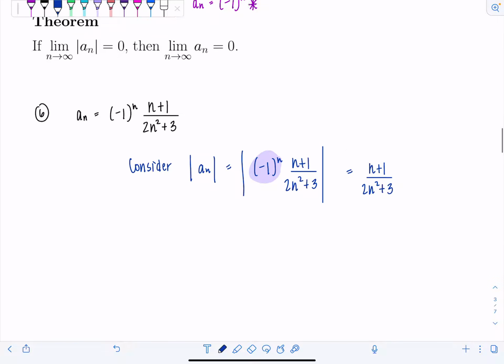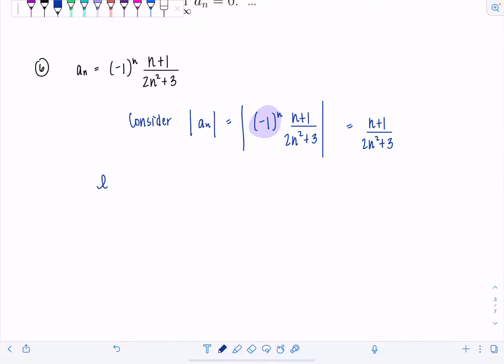So now let's go ahead. I'm going to take the limit, not of the original sequence, but of the absolute value of a_n. And let's see what happens. I'm feeling optimistic. Limit as n approaches infinity of (n + 1) over (2n^2 + 3). Now, how do we take this limit? Don't even say L'Hopital's rule, because then we have to define a function and it's so much more work. So we're going to divide by the highest power of n in the denominator. Divide by n^2.